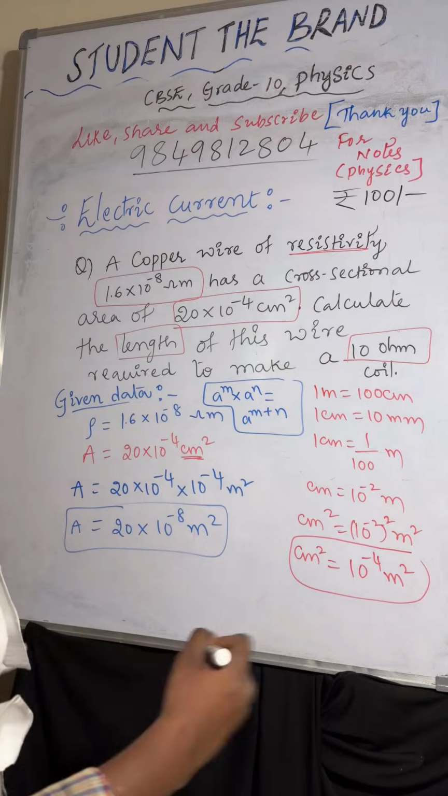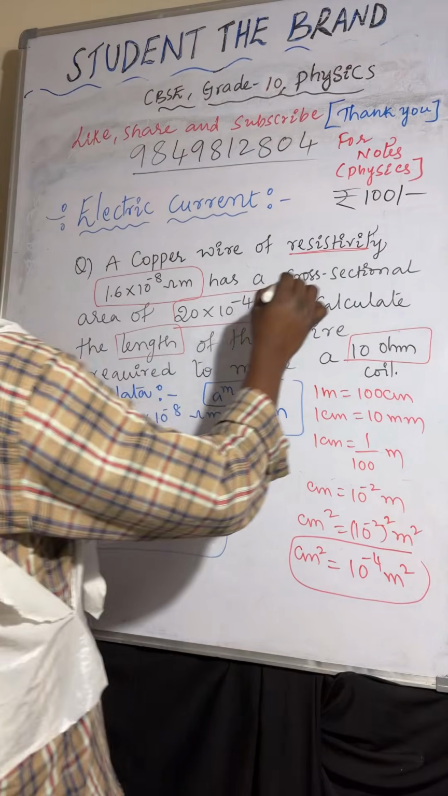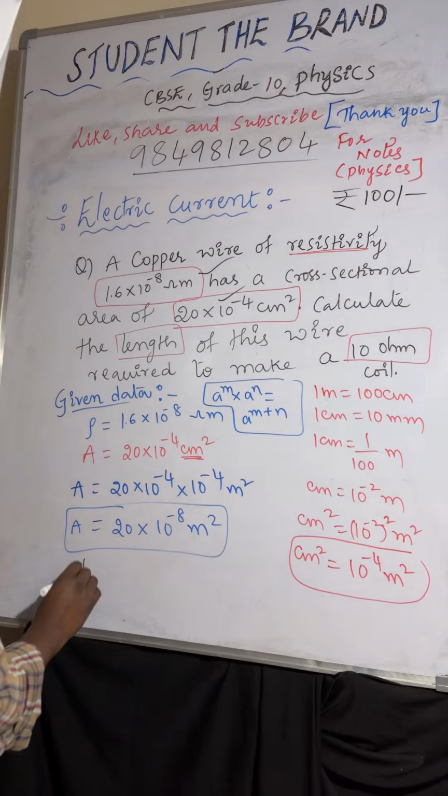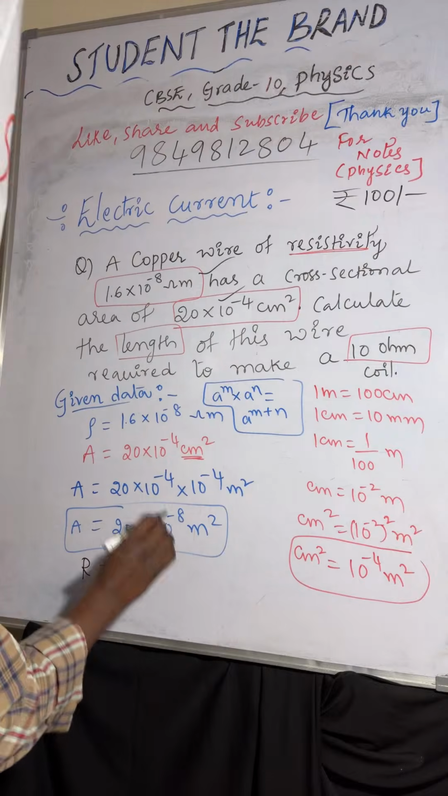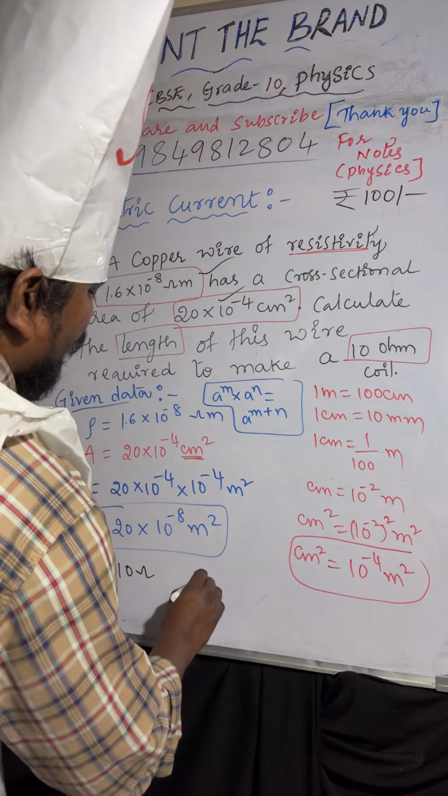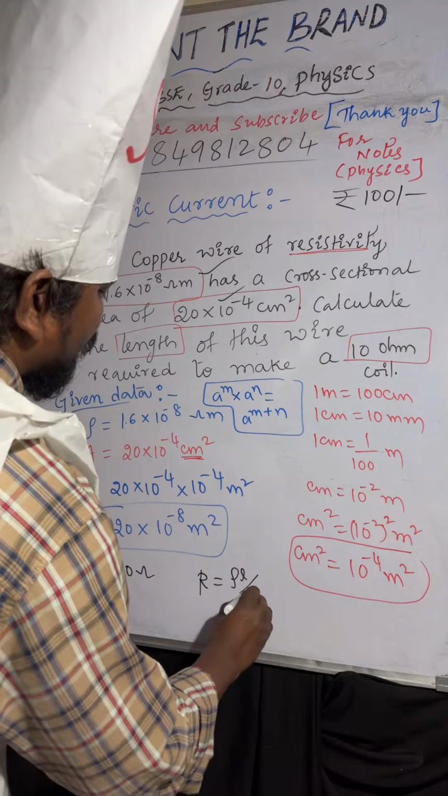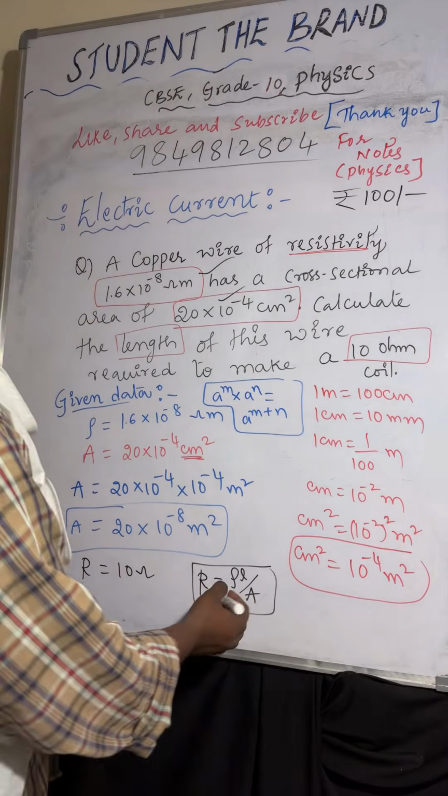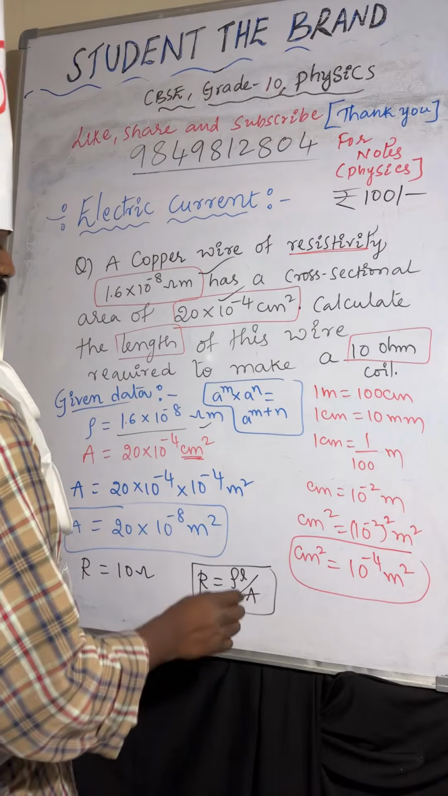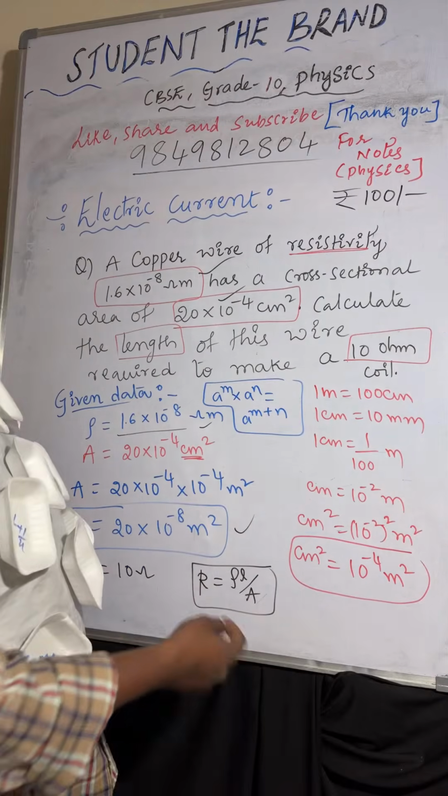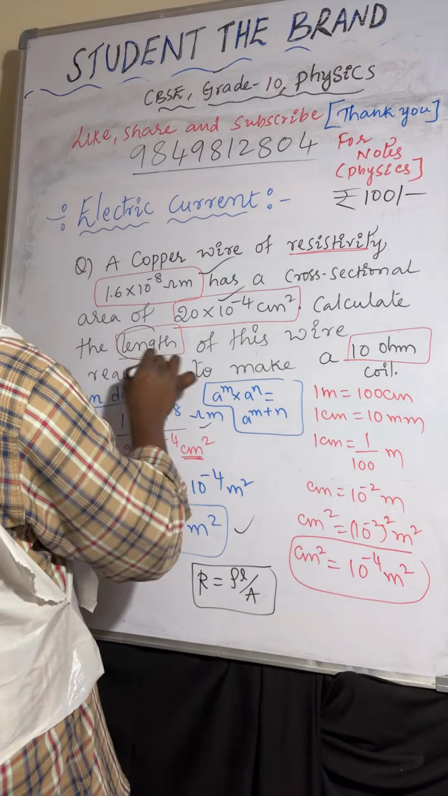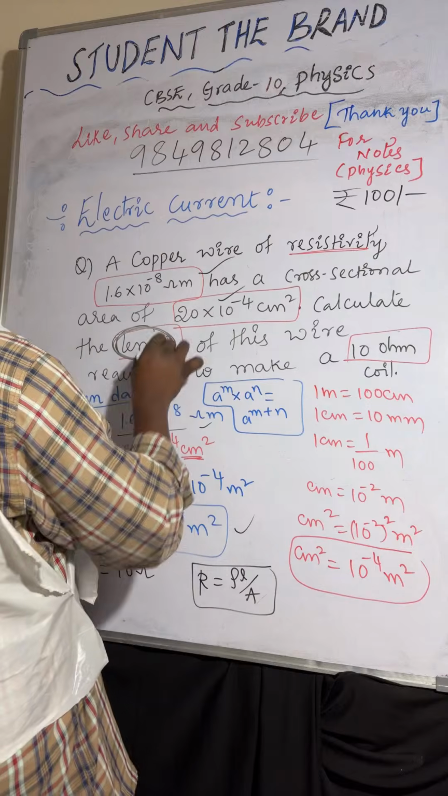So now you can observe. Resistivity is given, area of the cross section is given, resistance R equal to 10 ohm. Now we know the formula. What is the formula? R equal to rho into L by A. We know R, we know rho, rho already given, and A also we just now solved. Now we want to find out the length. We have to find the length.